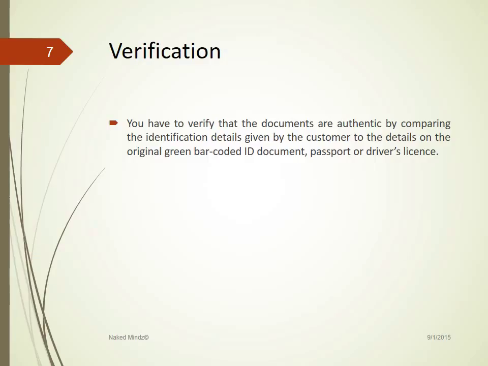You have to verify the details are authentic by comparing the identification details given by the customer to the details on the original green barcoded ID document, passport or driver's license. This means you need to know what an ID number means. So let's see what makes up an ID number.